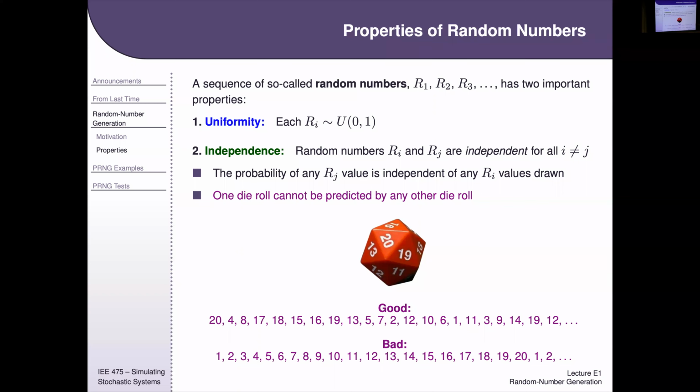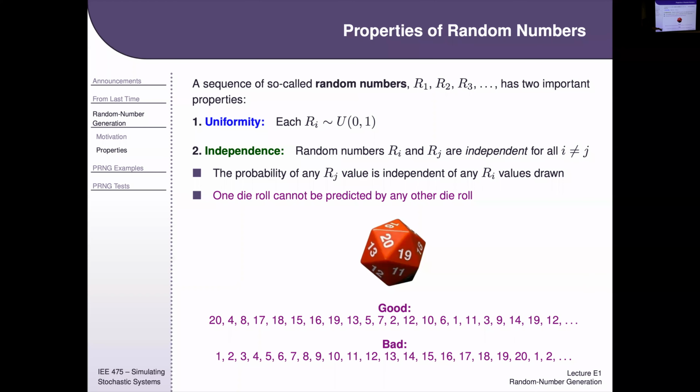A good example is this string of numbers where I see really no pattern. I'm looking for repeats here. There are probably some repeats, but if I saw a number, it doesn't predict what the next number is going to be. 20 is followed by 4, is followed by 8. And I'm shocked I don't see any other numbers, but if I had another 20 in here, the number that would follow after it could be anything. It's not necessarily going to be a 4.